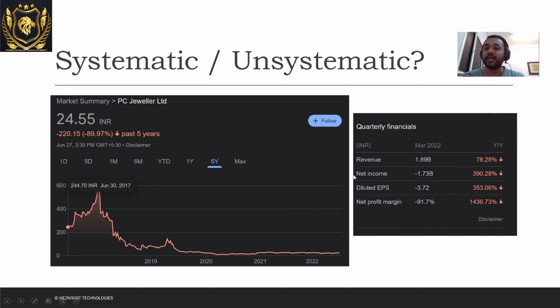उसकी रेवेन्यू डाउन हुई है, राइट? सबकी रेवेन्यू डाउन हुई क्या? नहीं हुई ना. अच्छा, यहाँ पे सिर्फ पीसीजे ज्वेलर्स की रेवेन्यू डाउन हुई है. सो देयरफॉर इट वुड बी एन अनसिस्टमैटिक. ओके, मेरे को वो नहीं पता था कि दूसरे की डाउन नहीं हुई है.